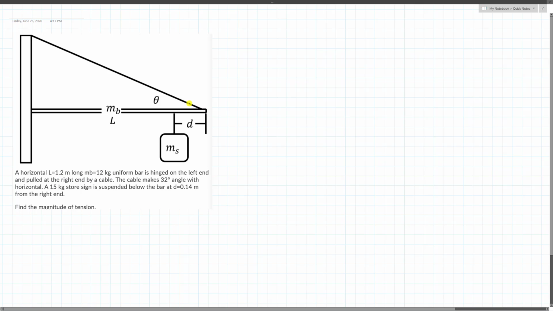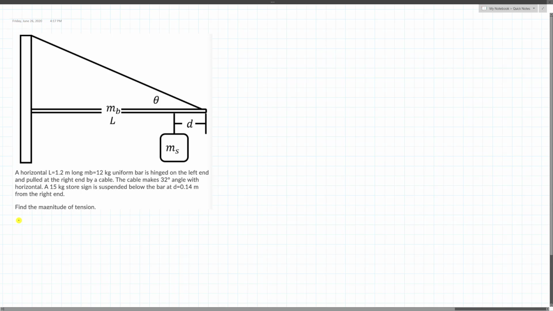Now the cable makes a 32-degree angle, theta, with the horizontal. And then a 15 kilogram store sign is suspended below the bar at a distance of 0.14 from the right end. So find the magnitude of tension that's along this direction.